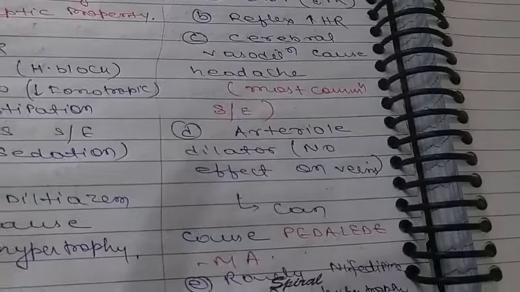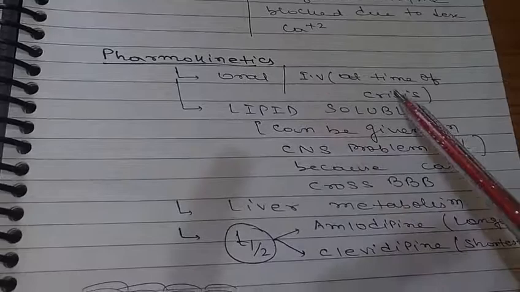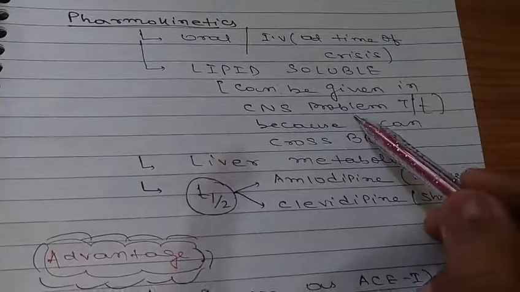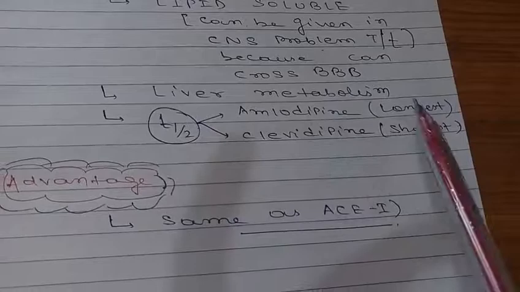Coming to the pharmacokinetics, it can be given orally. If there is a crisis, then it will also be given by intravenous route. They are mostly lipid soluble, so they can be given in CNS conditions because they can cross the blood-brain barrier. They involve hepatic metabolism. Half-life for amlodipine is longest, clevidipine is shortest. Advantage: same as ACE inhibitors.